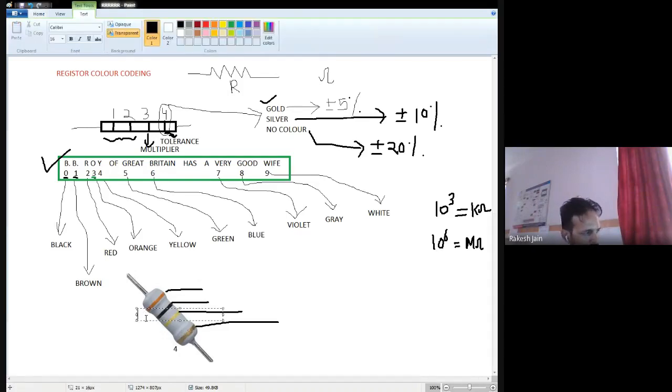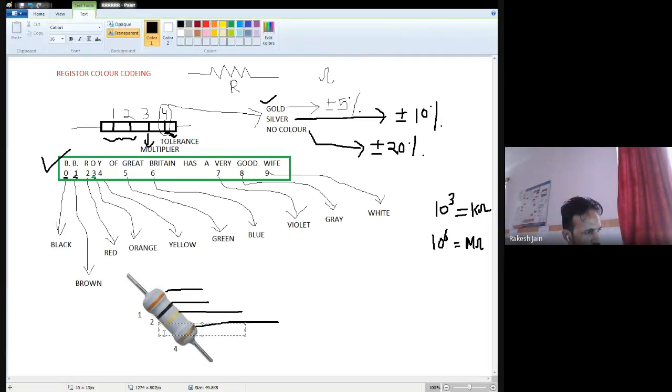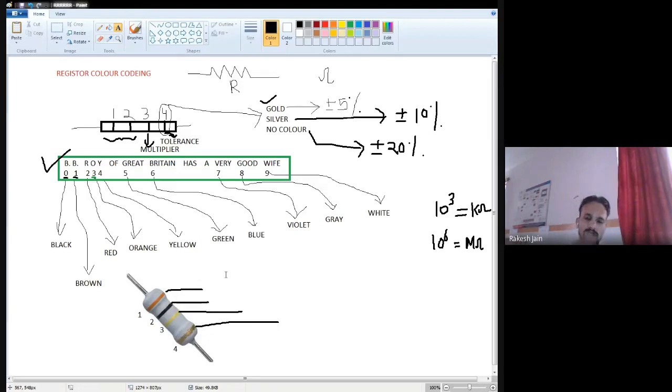So this one is the first color and this one is your third color. First of all you should understand which one is first, which one is second, which one is third and which one is fourth. Okay, now we have to find out the answer to this question. Now see, the first color is what color? That is orange. You can easily see this is orange color. So what is the position of orange? In this color coding, orange is at number 3.